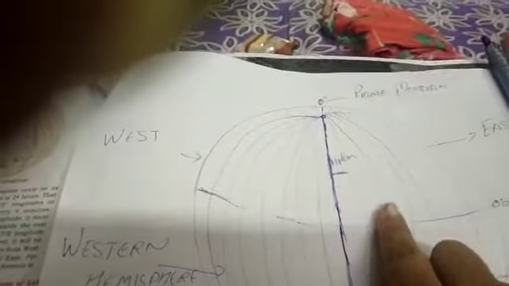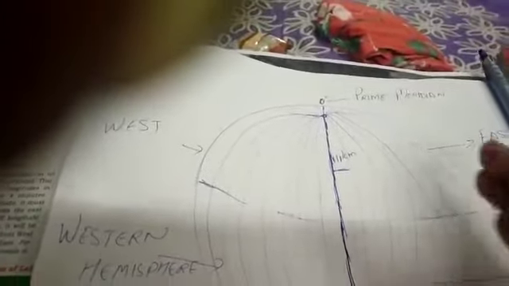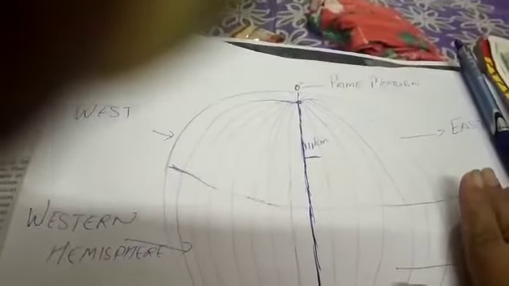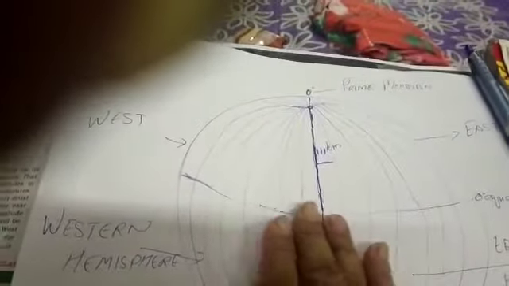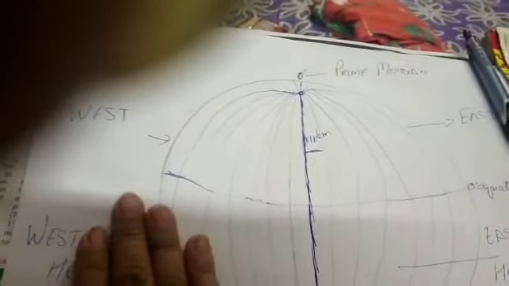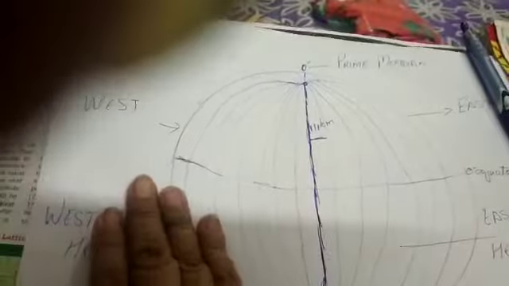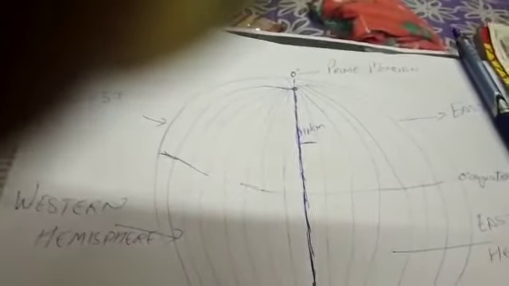And then you will add time if you are moving toward the east, and you will subtract time if you are moving toward the west. So this is the way we will calculate the time.